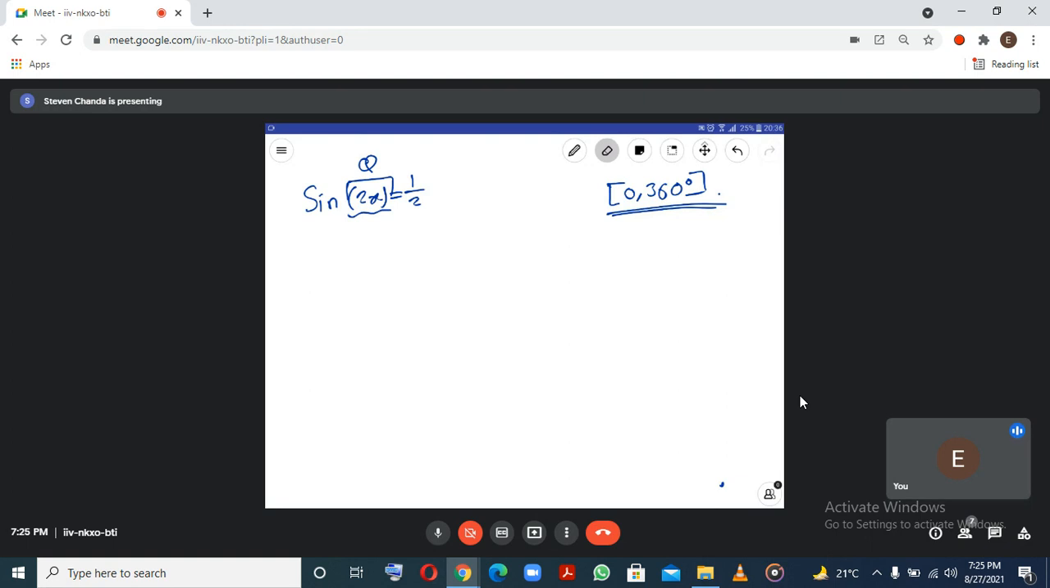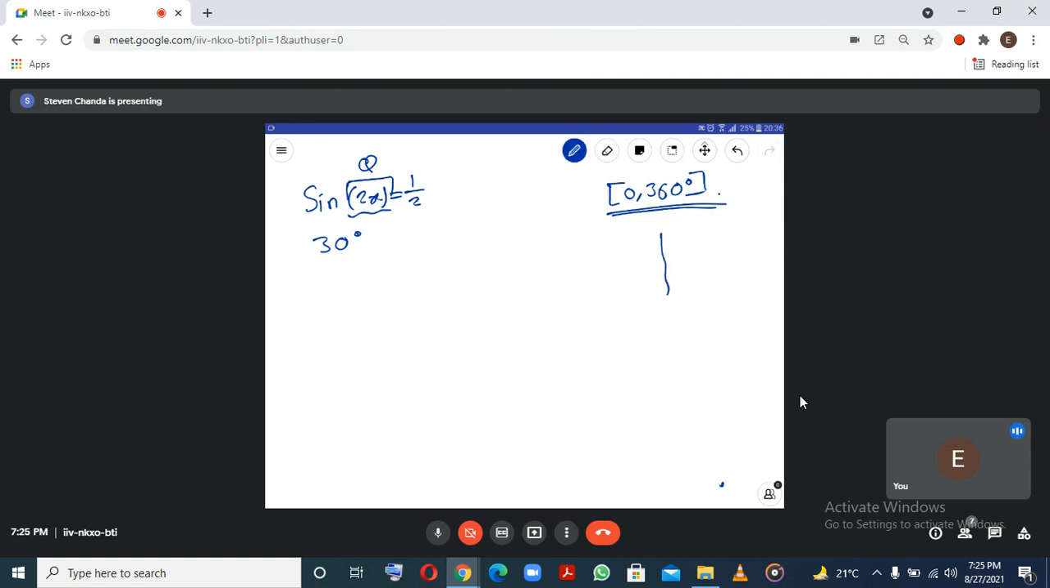Okay, great. So it's going to be 30, right? So that's 30 degrees. Now, what is sine? Sine is positive here, right? So meaning our answers are going to be where? Are going to be in the first quadrant and the what? And the second quadrant, right?